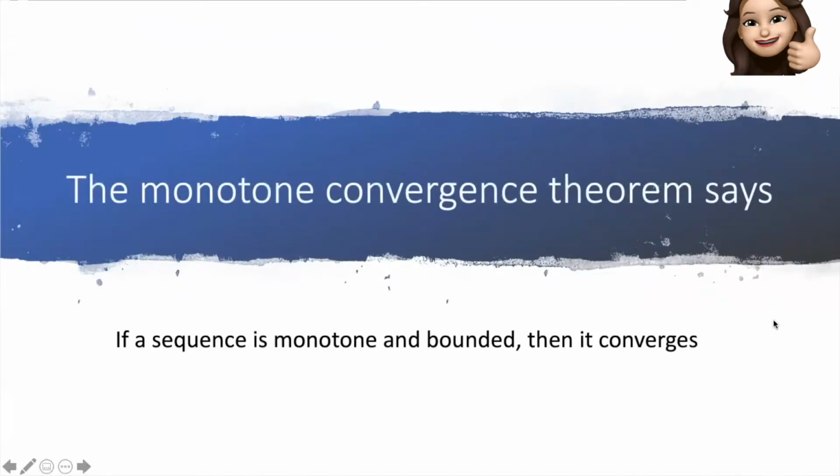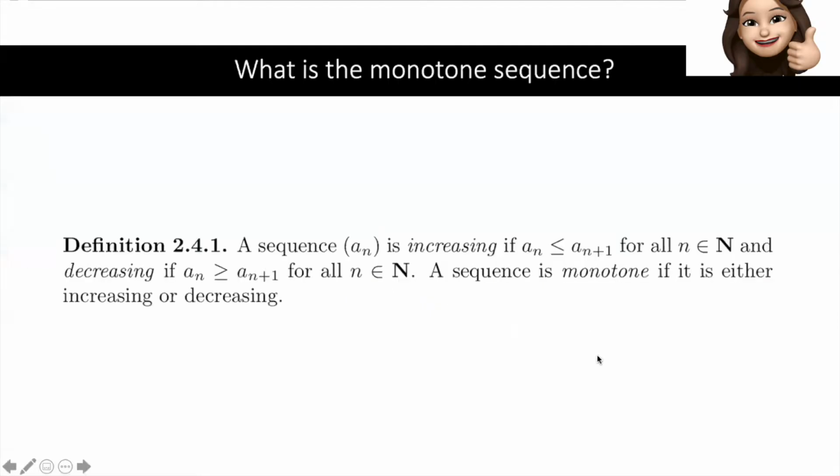So from the definition, the monotone convergence theorem says that if a sequence is monotone and bounded, then it converges. So the first question is, what is a monotone sequence? From the definition of the book Understanding Analysis, we will know that the definition says a sequence an is increasing if an less than or equal to an plus 1 for all n belongs to a natural number, and decreasing if an bigger than or equal to an plus 1 for all n belongs to a natural number. So basically what this definition is saying is that if a sequence is either increasing or decreasing, it is a monotone sequence.